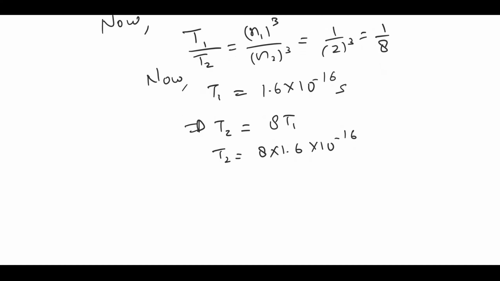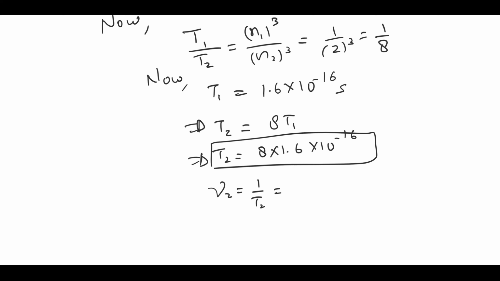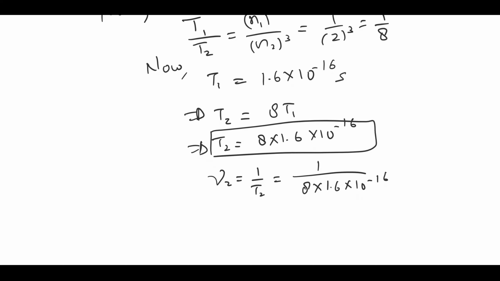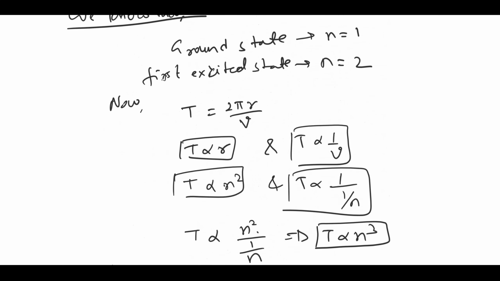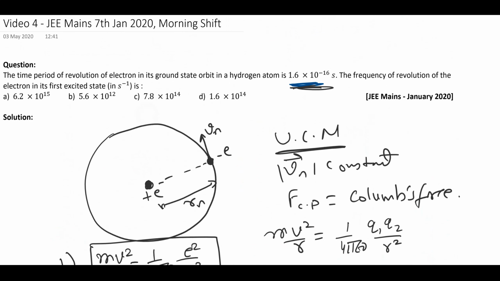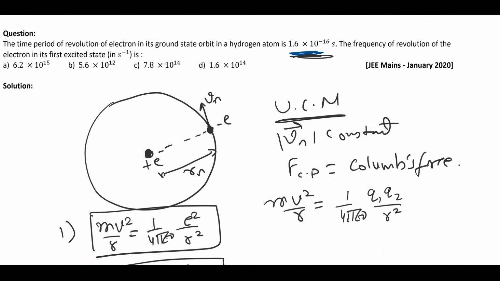Now we don't need T2, what we need is the frequency. The frequency nu2 is 1 by T2, which equals 1 upon 8 into 1.6 into 10 to the power minus 16. If we solve this, we get nu2 equals 7.8 into 10 to the power 14 hertz. Now if we look at the options, we see that option C is correct. So the correct answer is C.